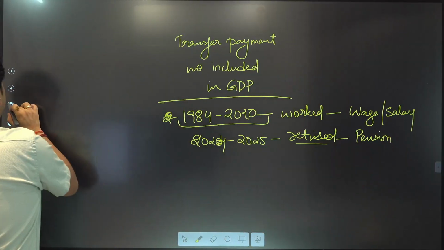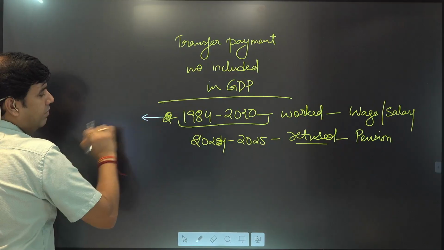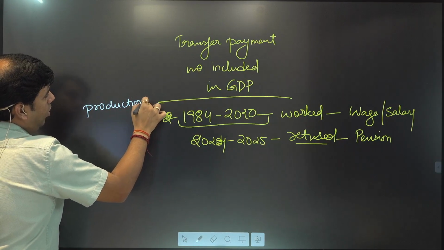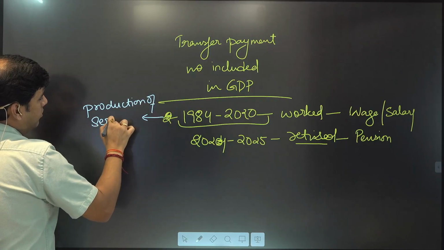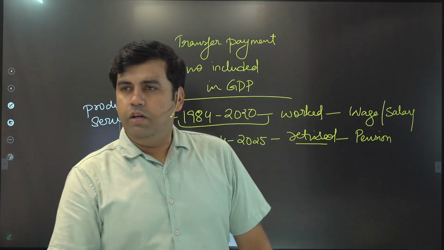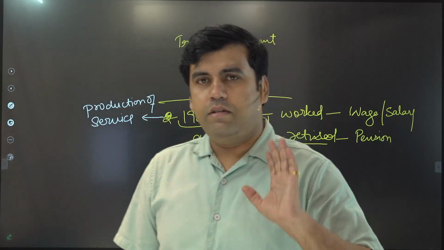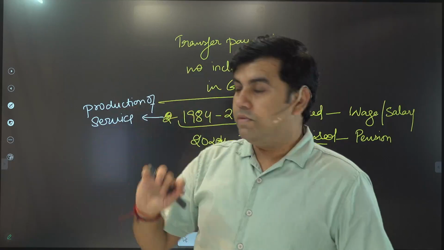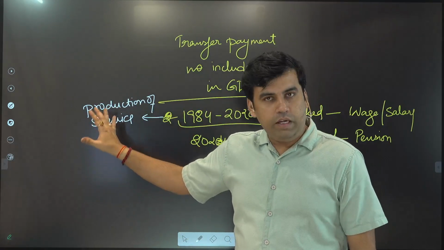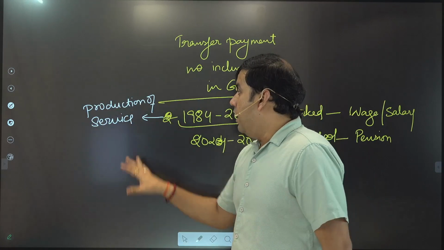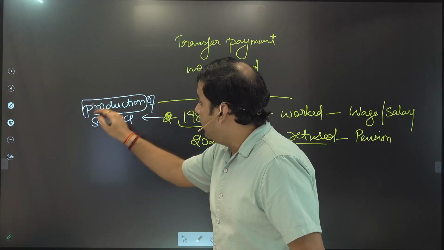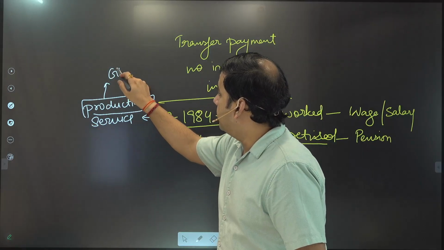Now comes the real point. Here we have production of some service. He was producing some service. Let's say he was in the police department. He joined as a sub-inspector and he retired as whatever rank he was. So he was producing service. He was providing service to the nation, or maybe to himself. So there is a production of something. That's why it is part of GDP.